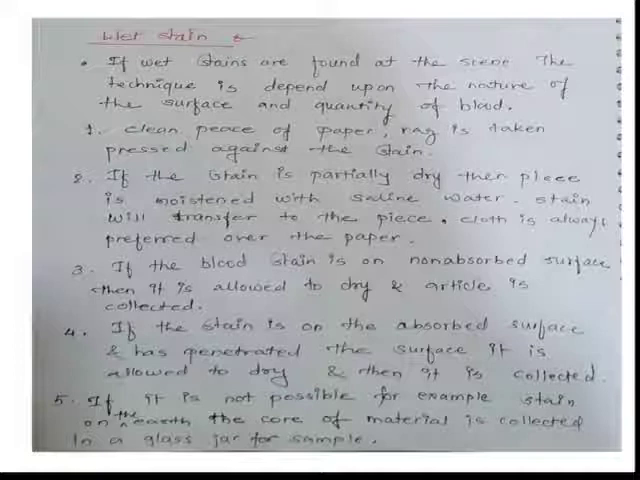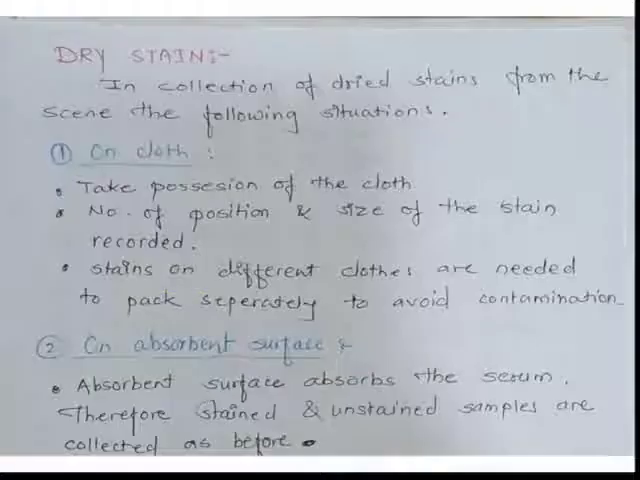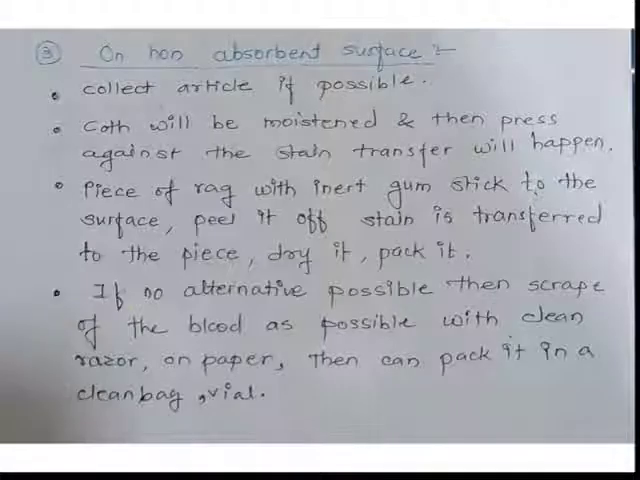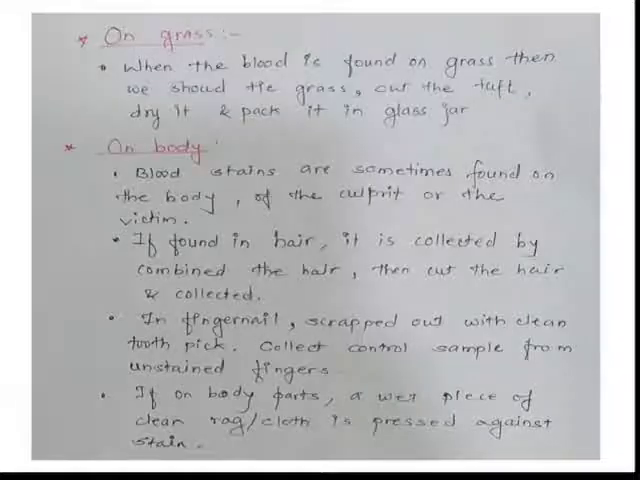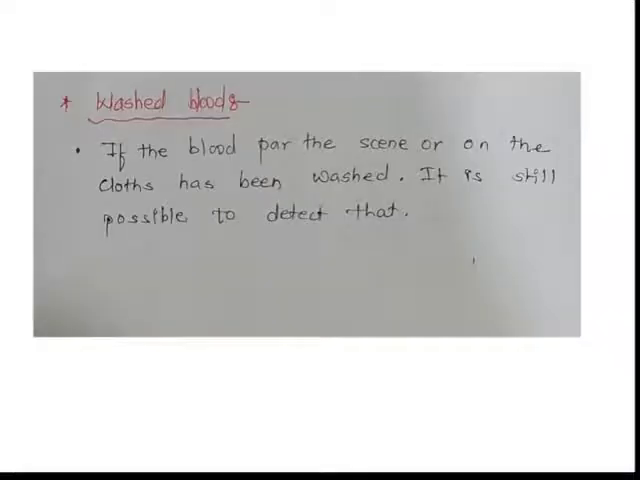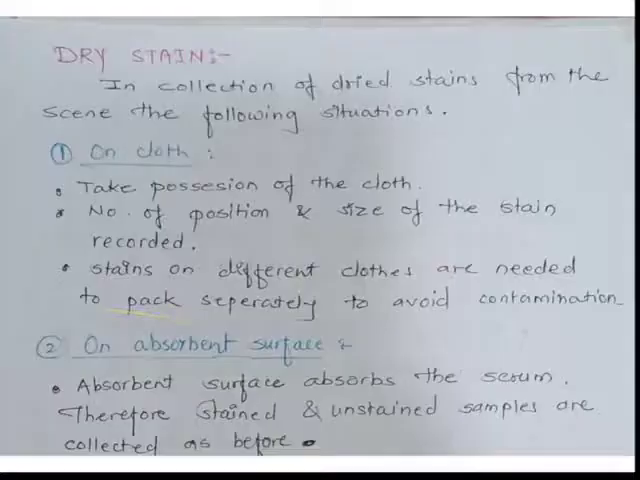Means when the blood falls on the surface of the earth, or the earth core of the material, we can collect the entire material in the glass jar for the sample. Then the third type is a dry stain. On the collection of dried stains from the scene, the following situations: dry stain can be collected on cloth, on absorbent surface, on non-absorbent surface, on grasses, on body, and washed blood. So we will see one by one.